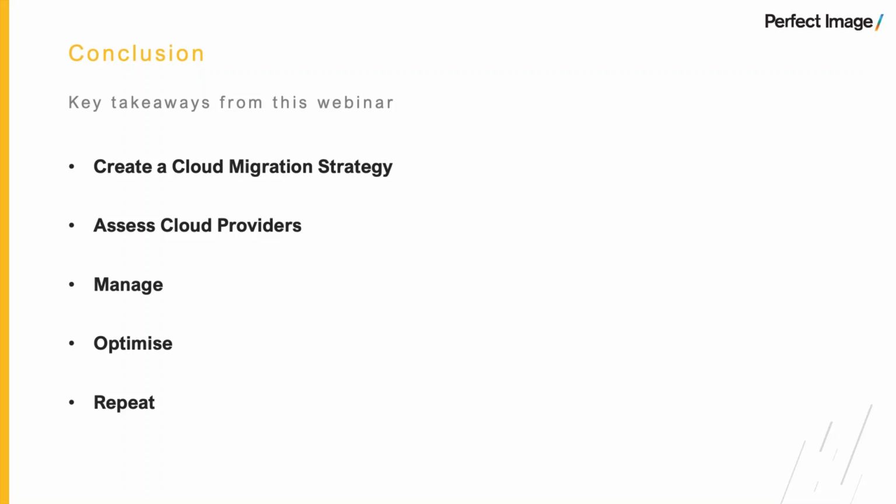Then manage, monitor, deliver expected outcomes, ensure the cloud environment is secure, compliant, and in line with your governance model. Optimize, don't just stop at lift and shift. Understand your costs and control your cloud spend. And then repeat. Once you've created a cloud migration strategy, that's not the end. Evolve, iterate, and communicate.